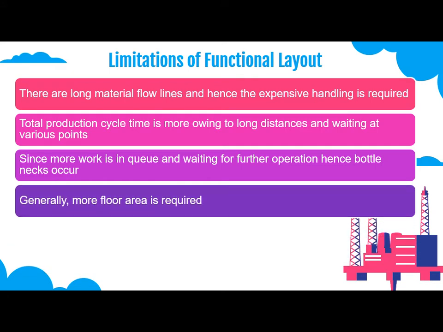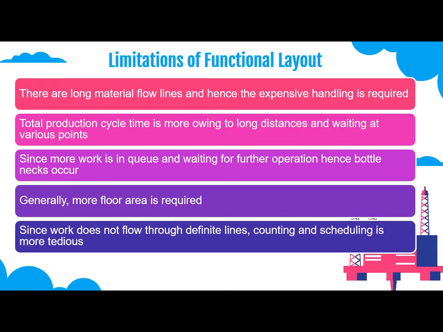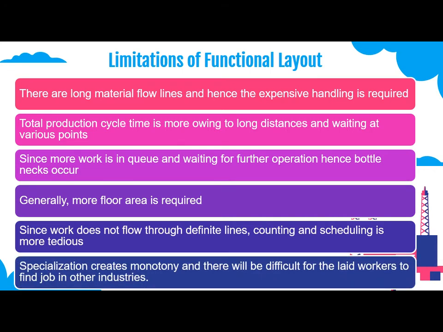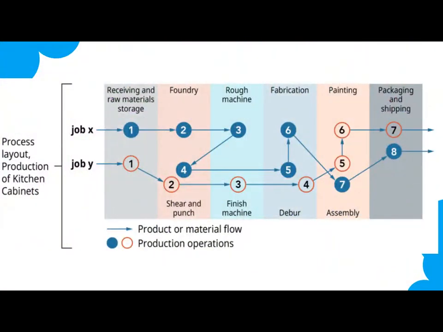Generally, more floor area is required in case of process layout. Since work does not flow through definite lines, counting and scheduling is a more tedious job. Specialization creates monotony and it will be difficult for the laid-off workers to find jobs in other industries. These are limitations of functional layout. Now we will see one diagram of process layout.